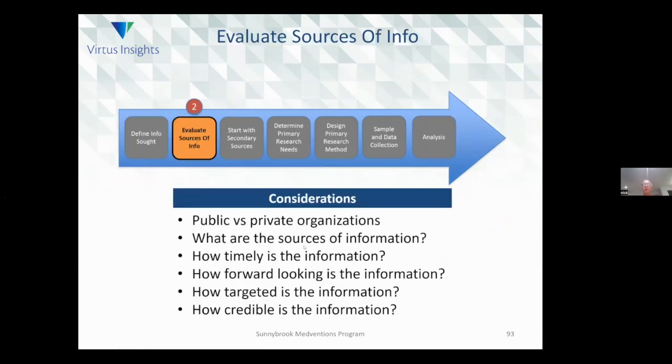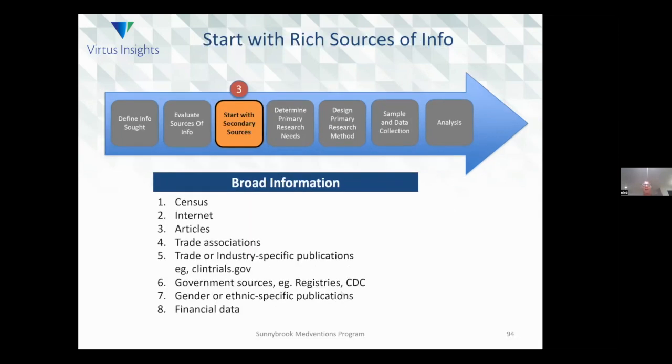When we evaluate the sources of information, there's a lot out there. You could use public or private sources of information. You can look at how timely the information is, how forward-looking is the information, how targeted is the information, and how credible is the information. We quite often start with secondary sources. It could be census documents, internet, articles, trade associations, government sources, registries, gender or ethnic specific publications, financial data that is available publicly.